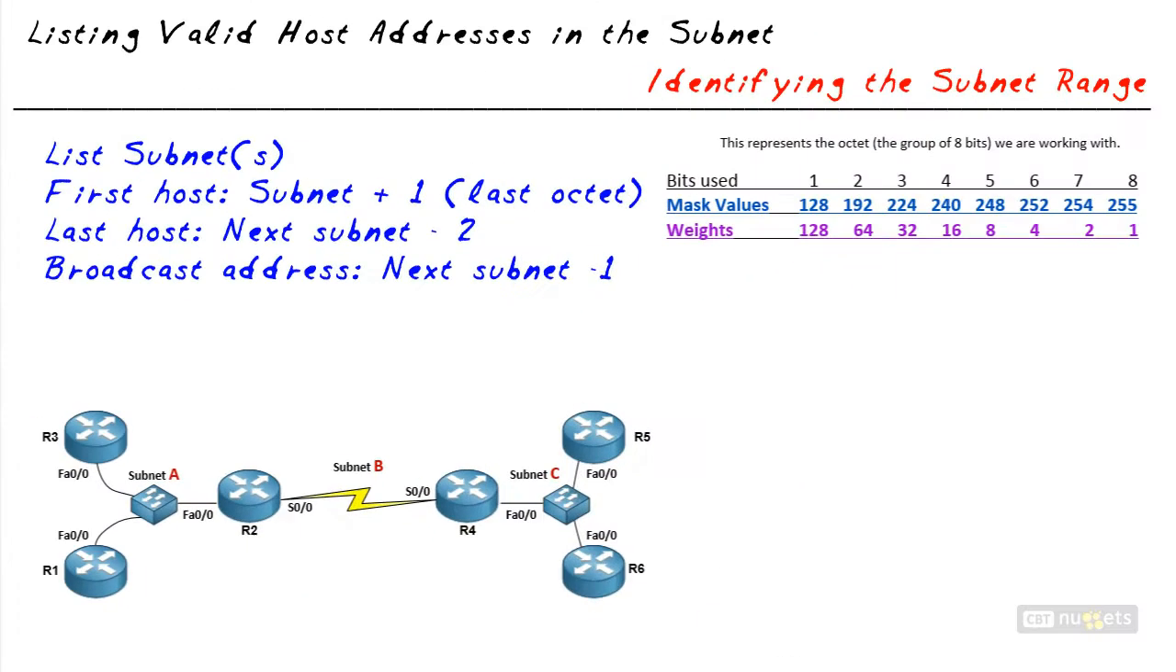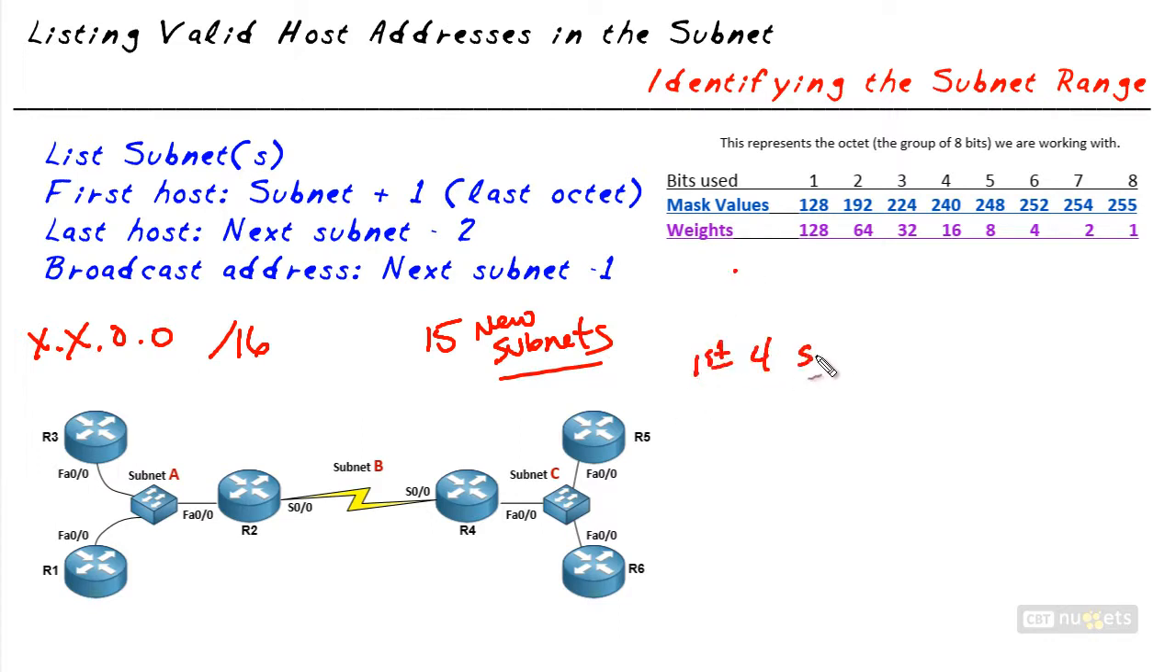So let's you and I do another exercise. For our requirement, let's say that we have a /16 to begin with, and it really doesn't matter what those first 2 octets are. If the initial mask is 16, that's what the initial mask is. And let's say we have a requirement to create 15 new subnets. What I would like you to do is go ahead and list the first 4 subnets and their ranges. The ranges for a valid host address on those first 4 subnets. And for bonus points, go ahead and include the broadcast address for each of those subnets as well.